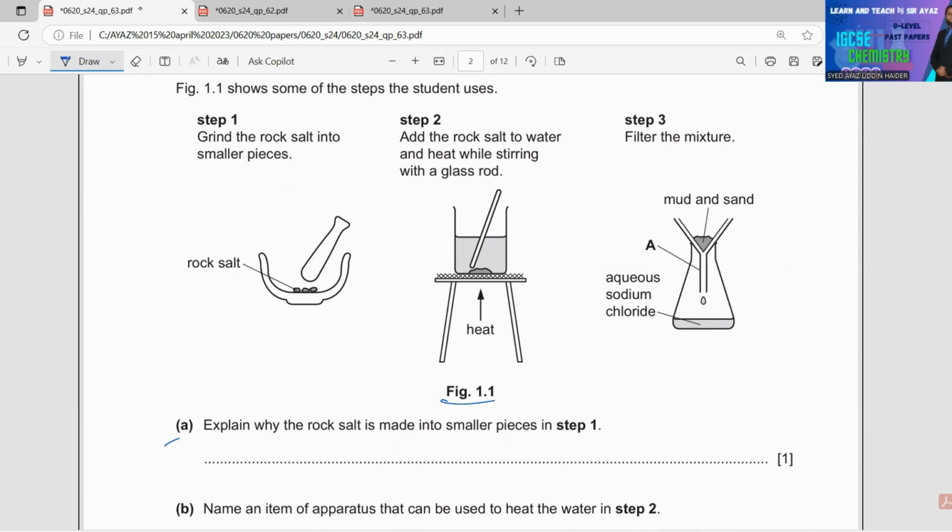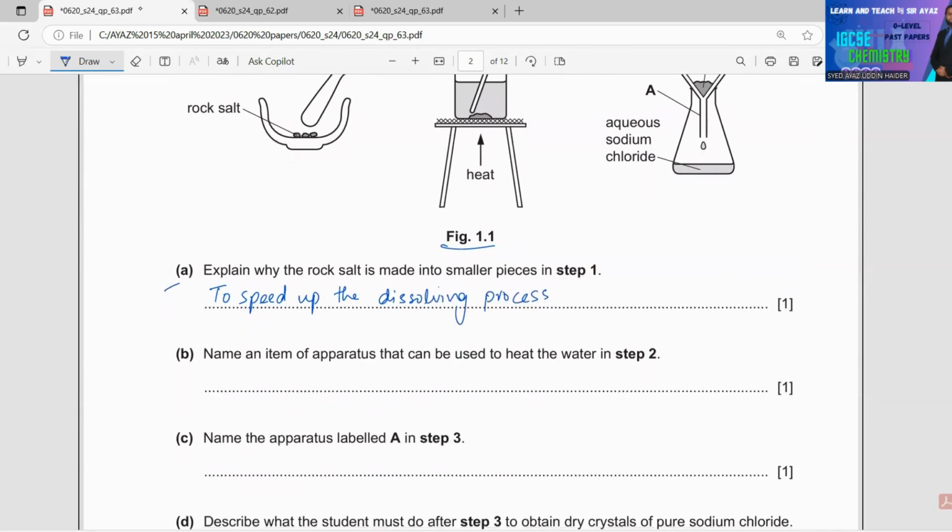Definitely to speed up the dissolving process. So you write to speed up the dissolving process because small size dissolves quickly. Part B, name an item of apparatus that can be used to heat the water in step 2. Definitely you need Bunsen burner for this. Bunsen burner is used to heat the solution. So I'm going to write Bunsen burner.